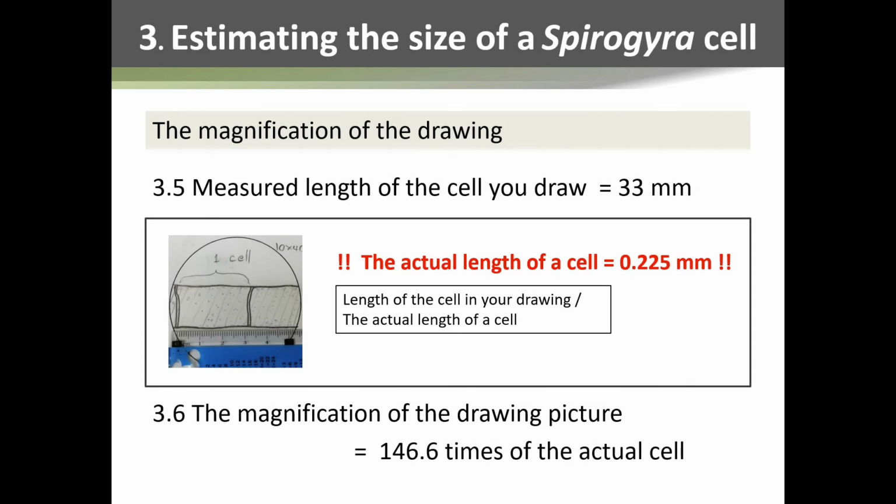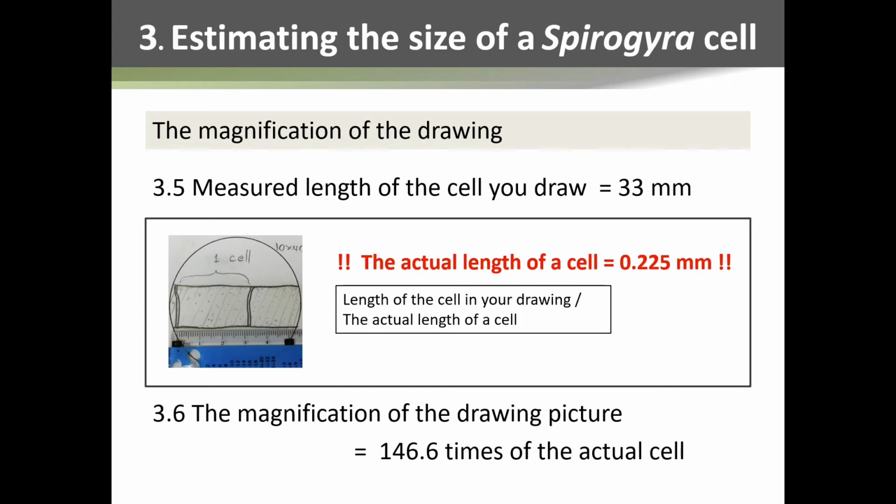In your report, your drawing is much larger than the actual size of the cell. We can calculate the magnification of the drawing so that people who see your drawing have an idea of how many times your drawing is larger than the actual specimen. Let's take a look at this drawing as an example. The length of the cell in this drawing is 33 millimeters. You know that the actual length of a cell is 0.225 millimeter.